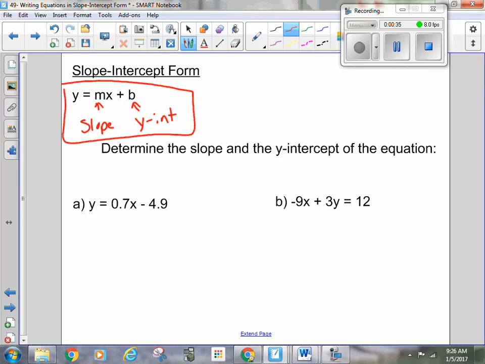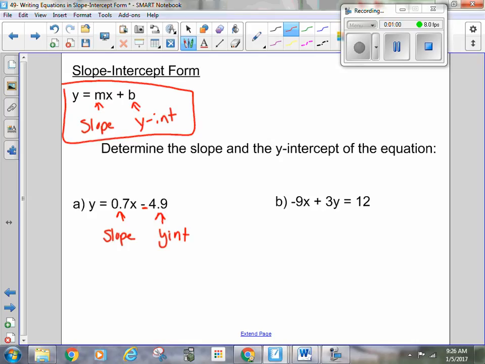Okay, determine the slope and the y-intercept of the equation. So if we just look back up to slope-intercept form, A looks just like it. So we have our slope and we have our y-intercept. And just make sure that you're paying attention that the y-intercept is that negative there. B is not looking like our slope-intercept form, but we are just going to convert it to it.